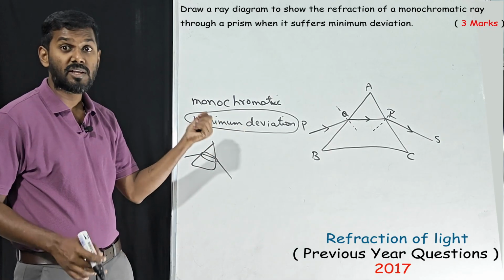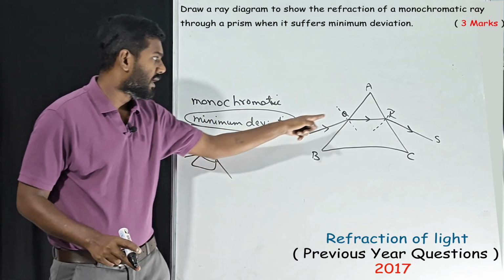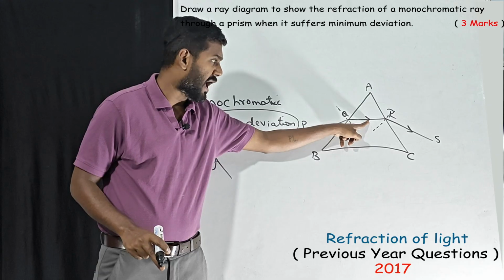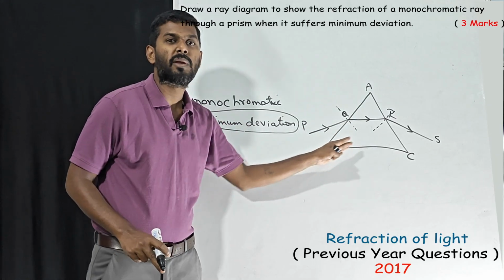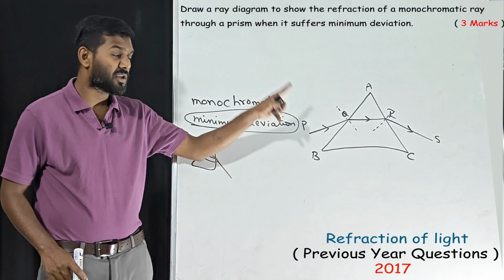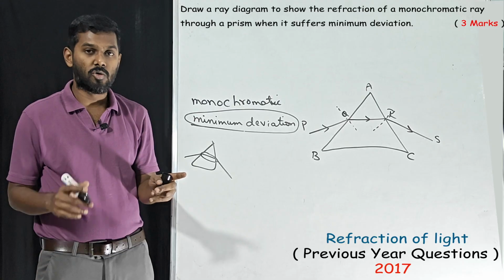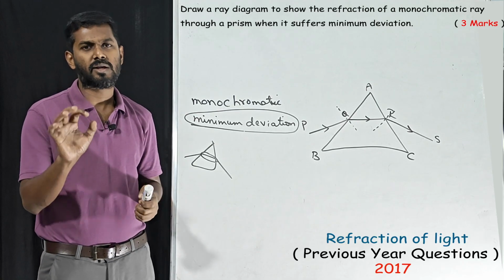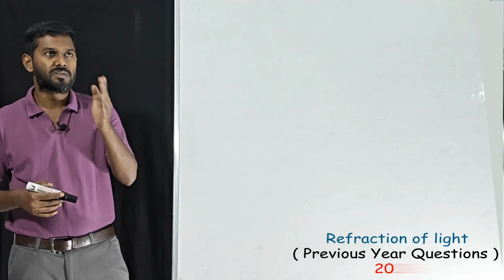When they mention minimum deviation, this refracted ray inside the prism has to be parallel to the base of the prism. And one more thing, use a scale and pencil. Don't use a pen to draw the ray diagrams. Now we'll move on to 2018.